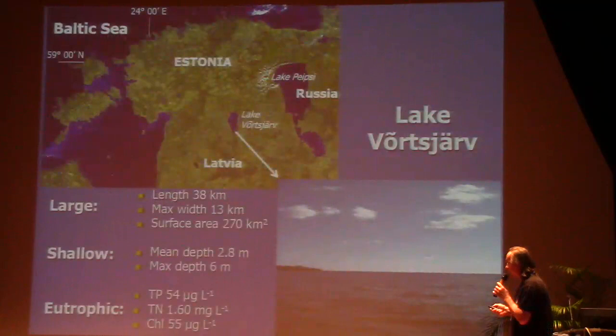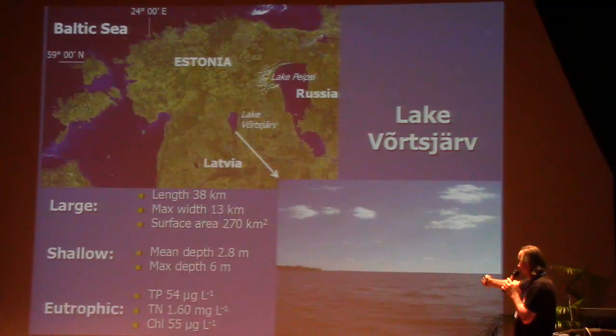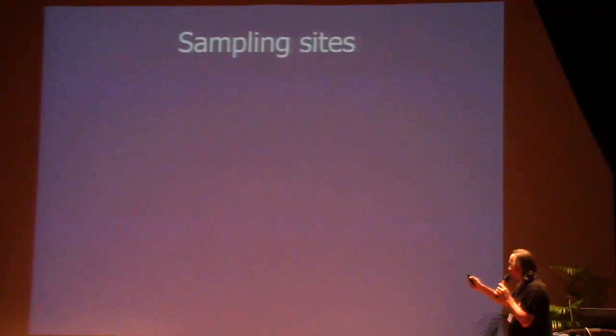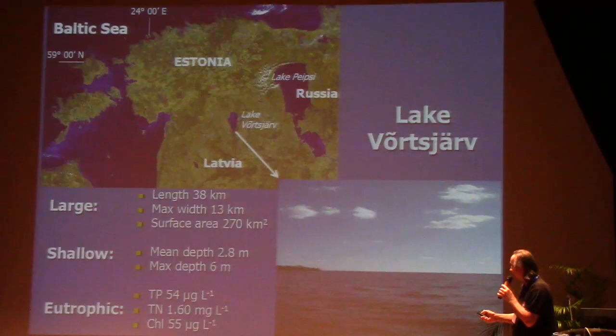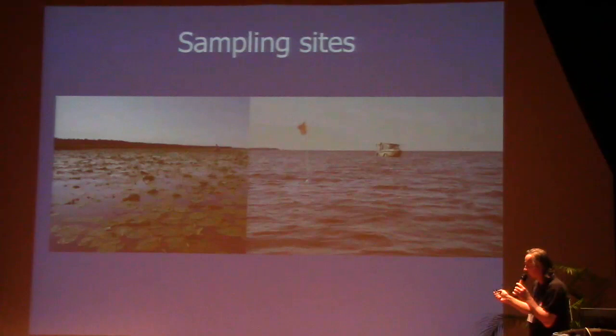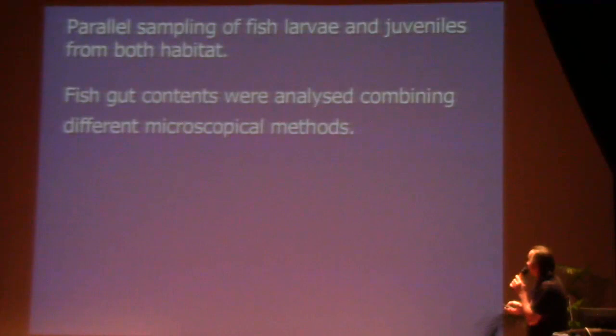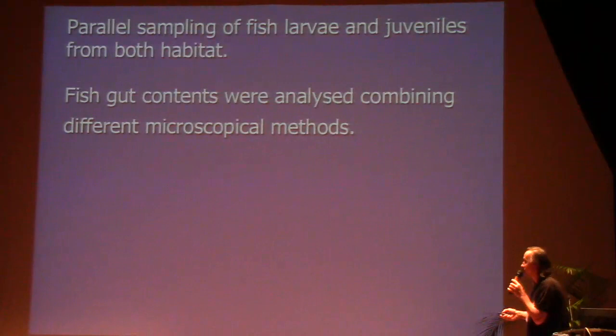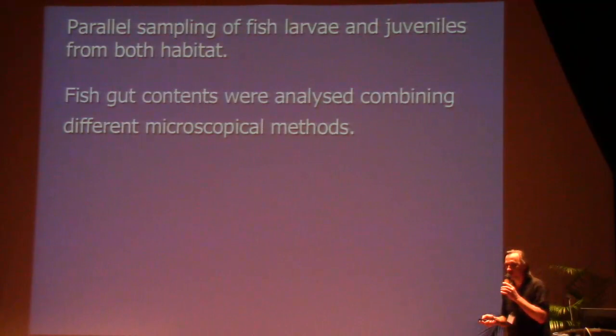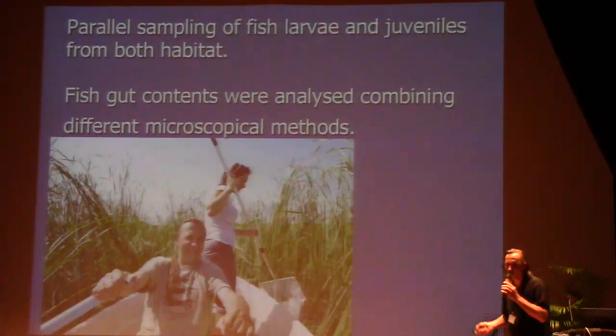So what we did, we studied it in Estonia, in a quite big lake, Lake Võrtsjärv, with an area of around 270 square kilometers. And we sampled in the littoral zone and in the open water areas. Here I am putting together data from 2013. We carried out parallel sampling of fish larvae and juveniles from both habitats and analyzed the fish gut contents using different microscopic methods, including fluorescent microscopy. And it is very tough work to work in the littoral, as you see.